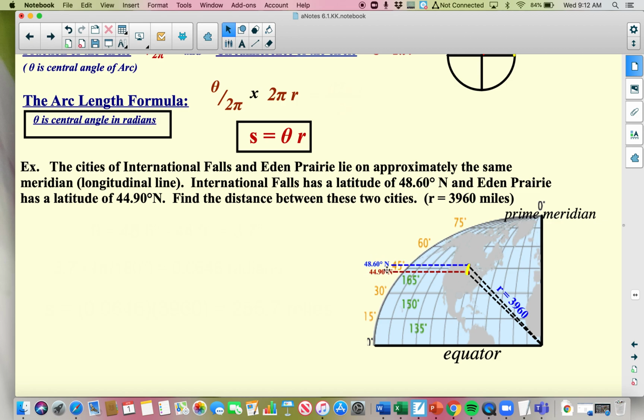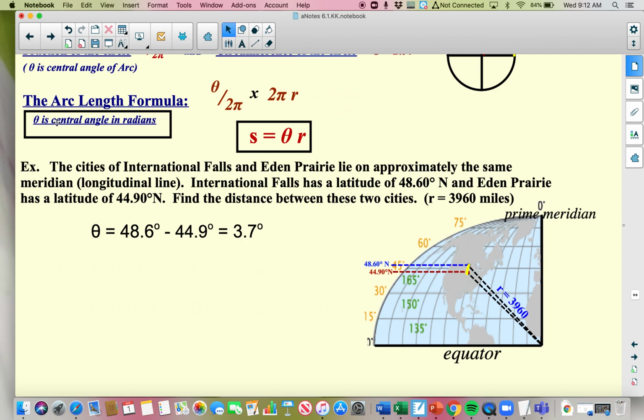And how do I find that angle? Well, it's the difference between these two, because I know that Eden Prairie is 44. So from the equator to Eden Prairie, this angle is 44, and then International Falls is 48. So if I subtract those two angles, the angle between the cities is 3.7 degrees.